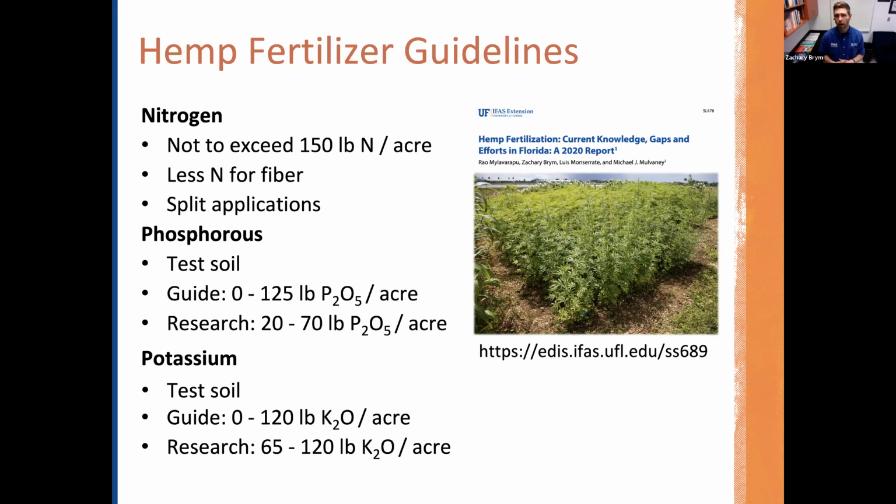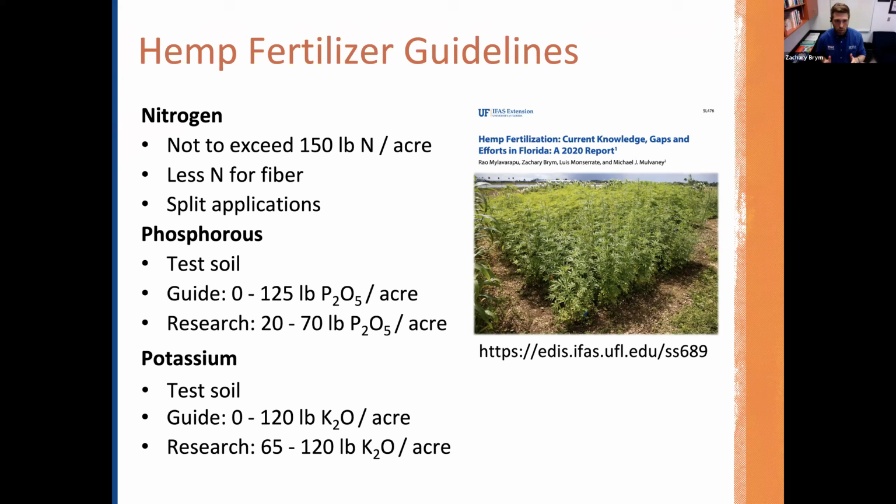Phosphorus, this goes back to being aware of your soil, accounting for what's there. We definitely recommend soil tests so that you can see what's there. The guide helps break down soils into low, medium, and high phosphorus. And the guide, as it's published, recommends somewhere between 0 and 125 pounds of potash per acre.